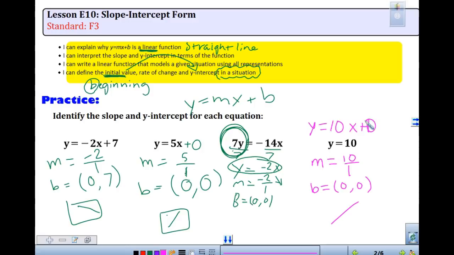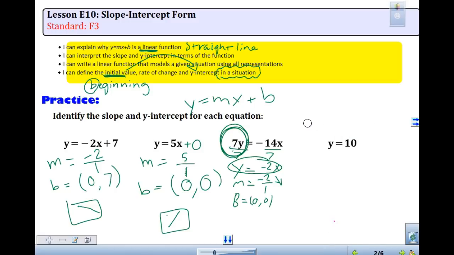That's not what we started with. We started with y equals 10. So instead, and I saw that on about half of your papers, so it's an important error to discuss. Instead, our m, since there's no term with the x, is 0, or you can write that as 0 over 1. And our b is (0, 10). Does anybody still have questions on that one?